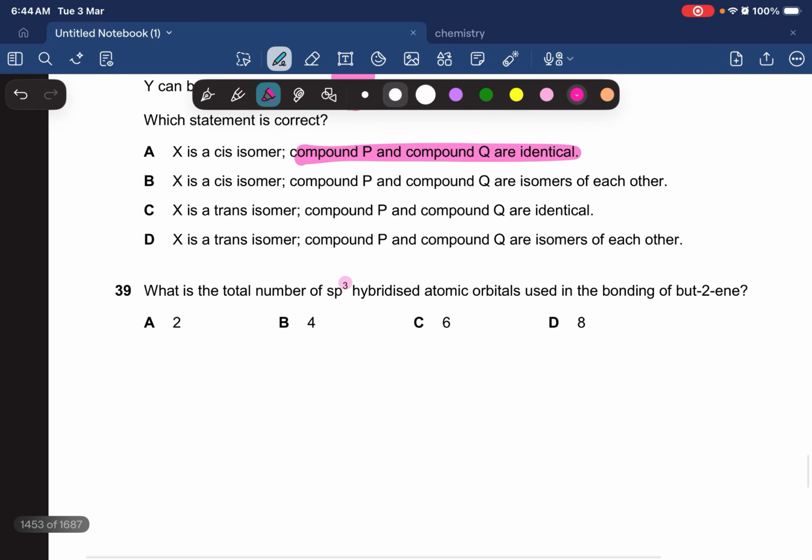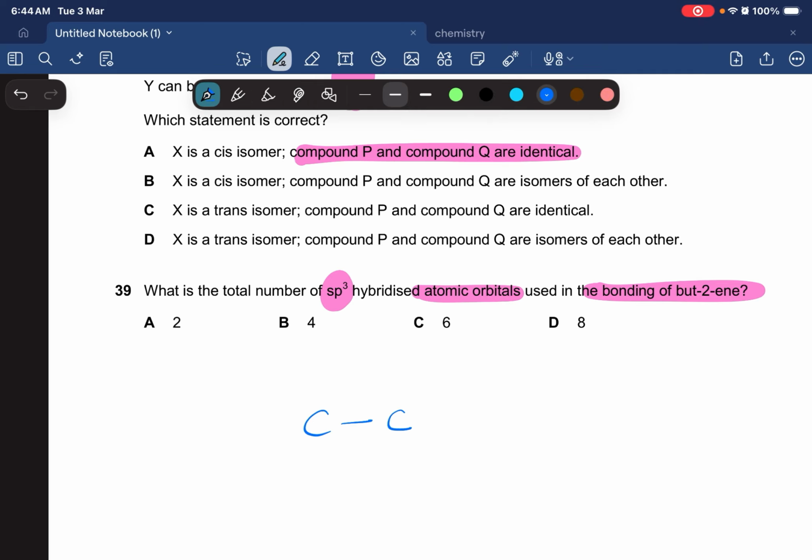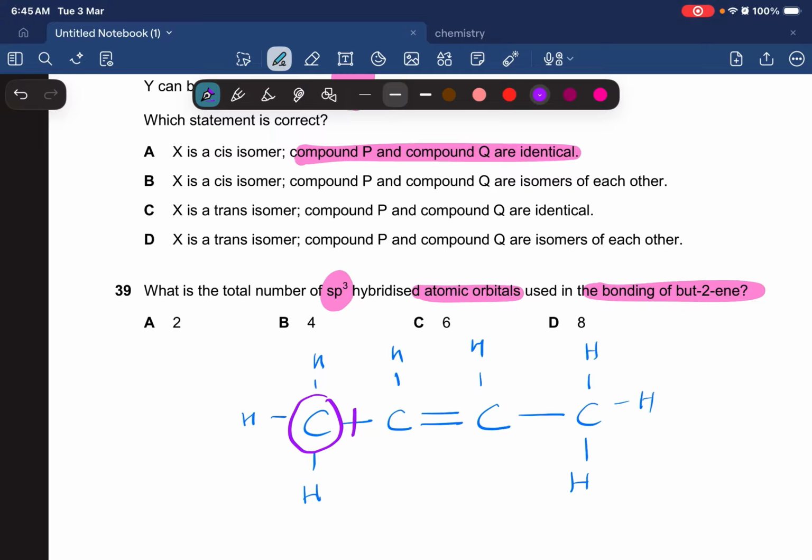What is the total number of sp3 hybridized atomic orbitals used in the bonding of butene? Okay, carbon, carbon, carbon, carbon, and now we have to tell the sp3 atomic orbitals that are used in the bonding. So this carbon is sp3 hybridized. This orbital is sp3 hybridized. 2 orbital, 3 orbital, 4. 4 sp3 hybridized orbitals of this carbon.